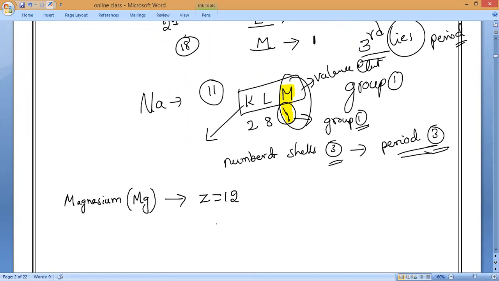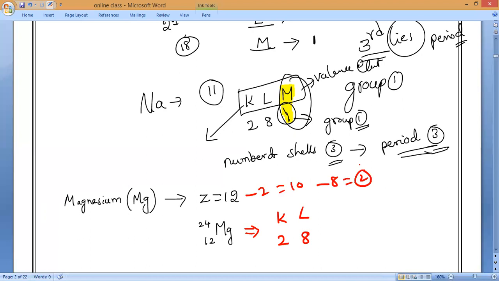So we all know that magnesium is 12. Atomic number is 12. What is the mass number? 24. So let us make the electronic configuration. First, K shell. How many electrons? 2. L shell, how many electrons? 8 electrons. Now 12 minus 2 is 10. 10 minus 8, 2 is remaining.